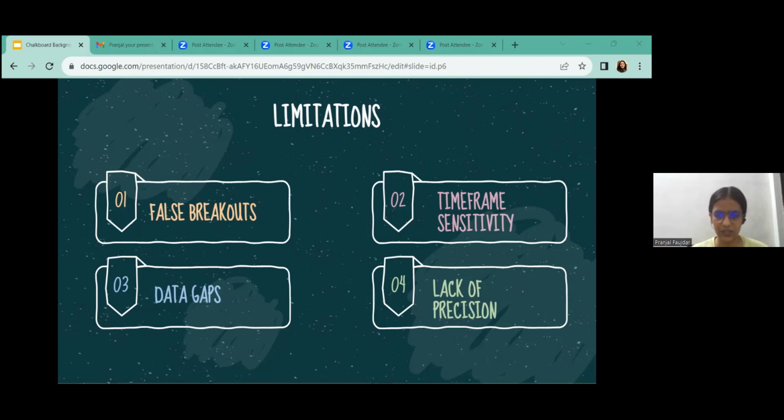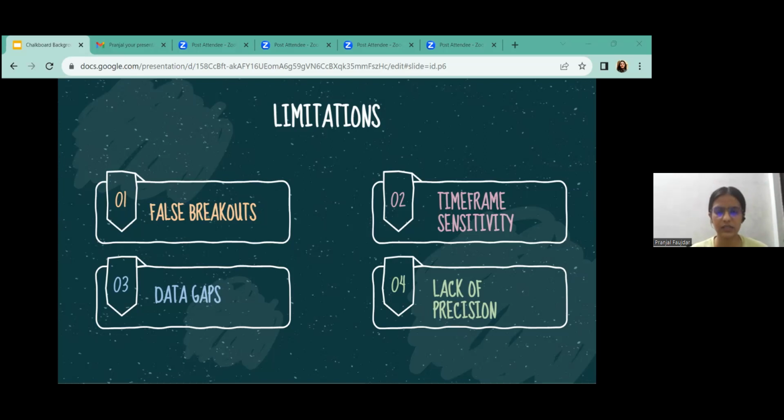Next is time frame sensitivity. It means that trend lines can vary depending on the time frame on the chart. What appears as a strong trend line in the short term may not be as relevant on a long term chart. Next is data gaps. A trend line may not accurately reflect price movements if there are gaps in our data set. Next is the lack of precision.